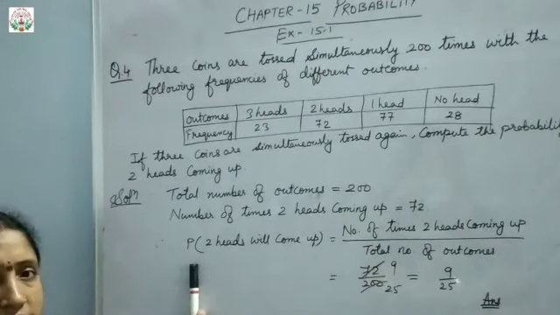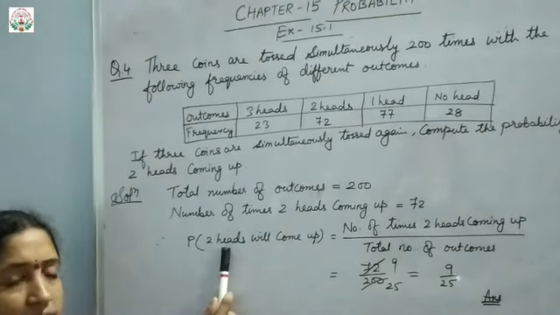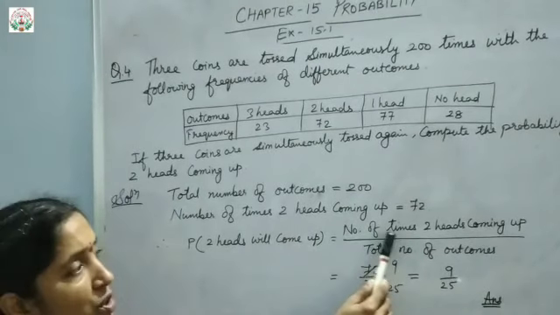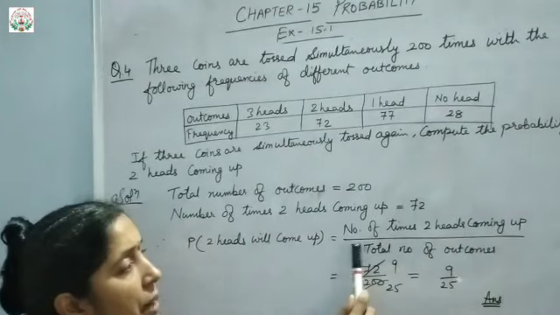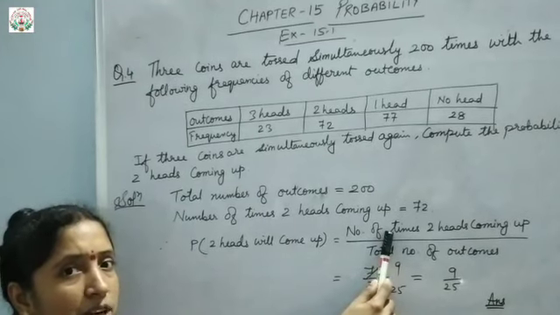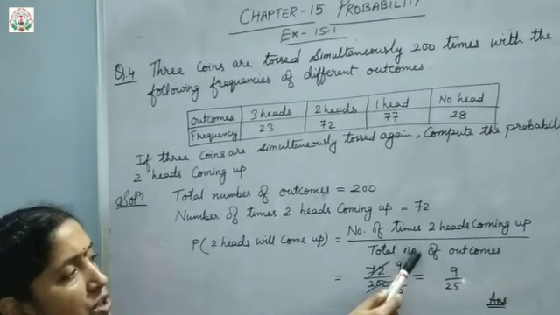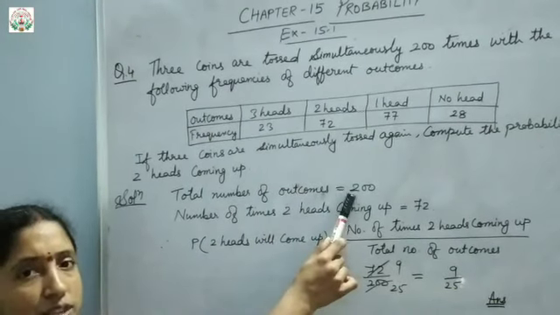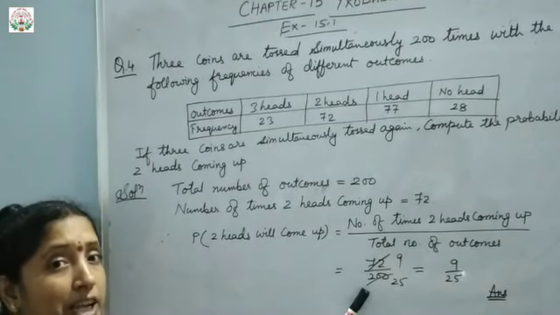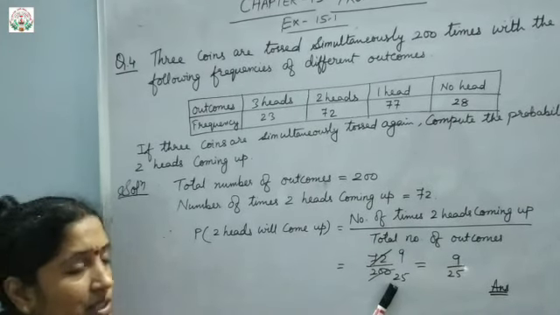Now the probability that 2 heads will come up is equal to the number of times 2 heads came up upon the total number of outcomes. The number of times 2 heads came up is 72, so 72 upon 200, because the total number of outcomes is 200. You know that both are divisible by the 8 table. 8 9s are 72. 8 2s are 16.